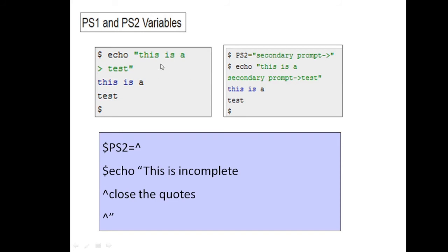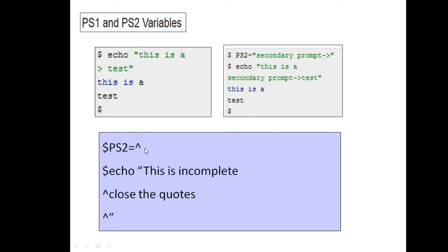Just compare these two things. When I give echo, this is a, enter key, I get a secondary prompt. Then test. So the command is actually, this is a test. Here also the command is actually, this is a test. But since I have changed the secondary prompt, instead of this greater than symbol, I get secondary prompt hyphen greater than.